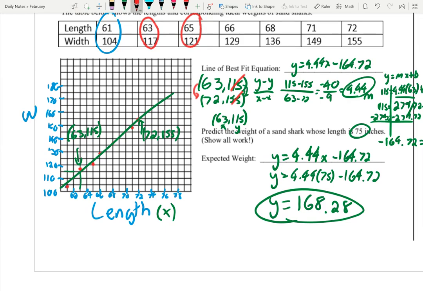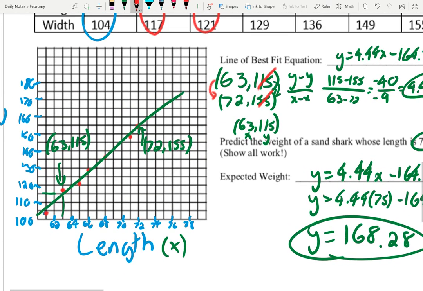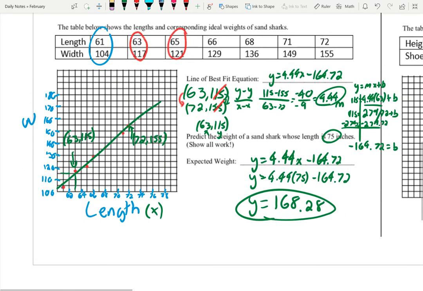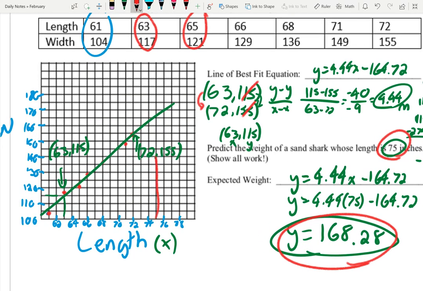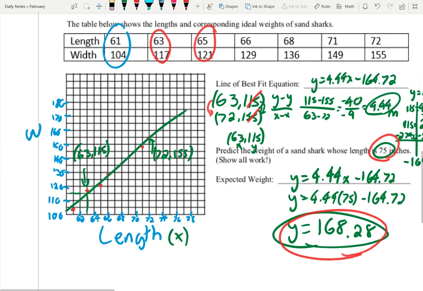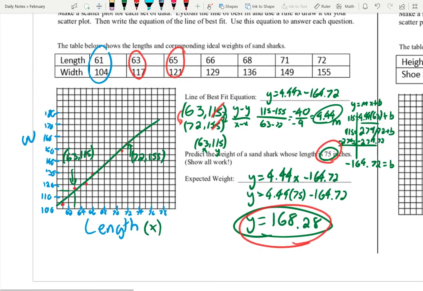Again, if we look back at our line, 75 and then 168 would be right about here, which is pretty close to where our line was. So that's good. That's what we should see. Our point should be close to our line at the end here. So 75 inches, 168 pounds. That matches up with our line. So that's just good to know. We don't have to do that, but it's just kind of a helpful confirmation.